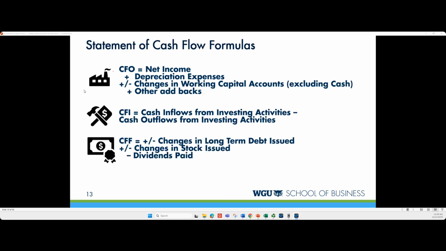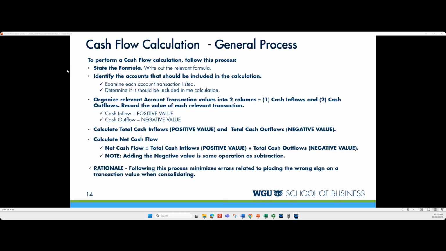Our cash flow from investing, that's going to be our cash inflows from investing minus our cash outflows from investing. And then finally, our cash flow from financing is going to be any positive and negative changes in our long-term debt, any positive and negative changes to our stock issued, and then subtracting out the dividends we pay out to shareholders. So let's talk about each section and the calculation process.